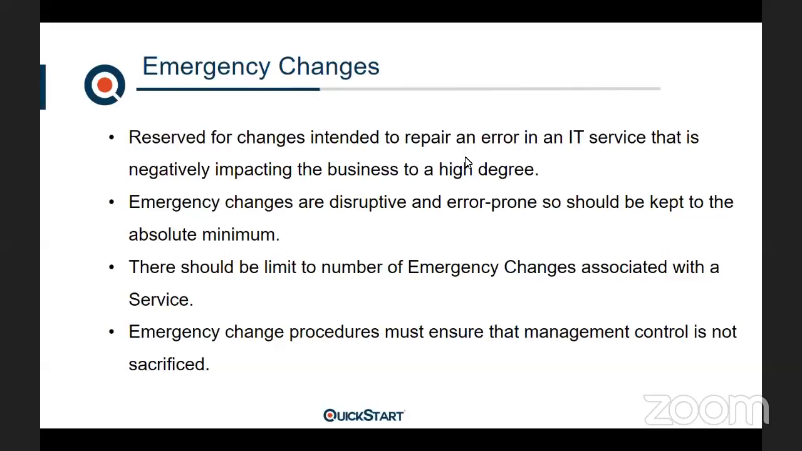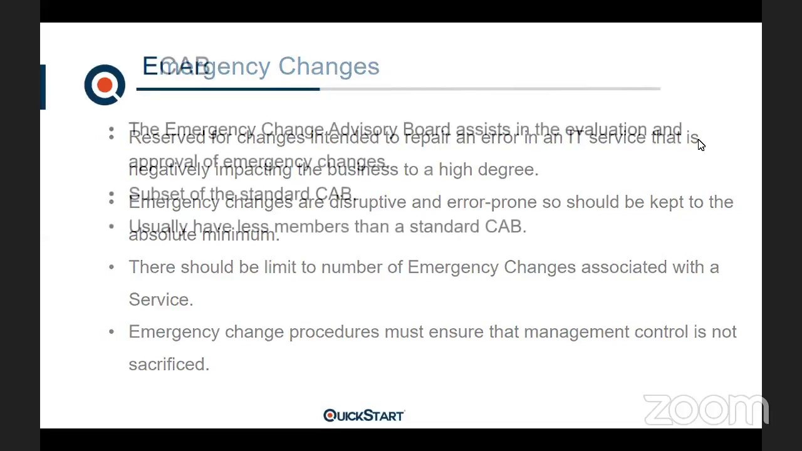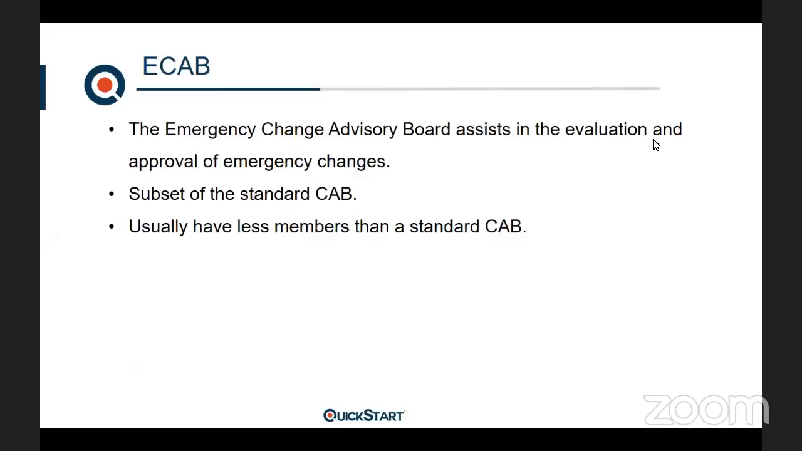Okay, so coming back to the emergency changes, the question is, who should be the members who will make this emergency change decision? First we had the CAB, the Change Advisory Board, and now we have an ECAB, the Emergency Change Advisory Board. This is something we call a subset of the standard CAB.